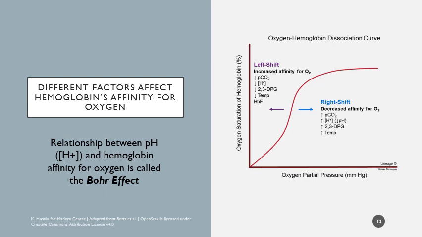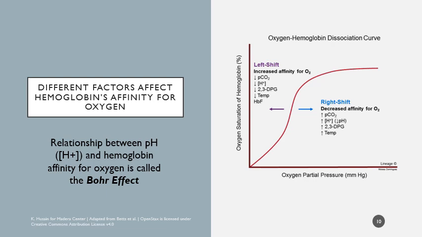But it turns out that those factors that represent a more metabolically active cell, the partial pressure of carbon dioxide increasing, the concentration of those protons, which represent a more acidic environment or lower pH, and a higher temperature because heat is produced through cellular respiration, all of those shift the curve to the right, which means that hemoglobin gives up oxygen a little bit more readily.